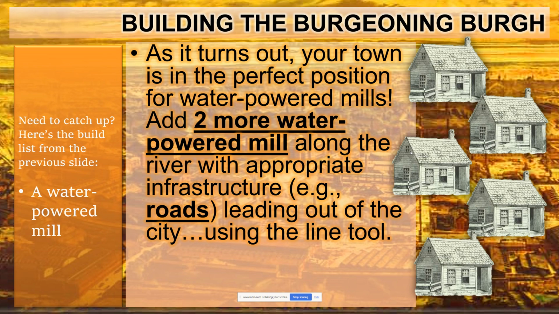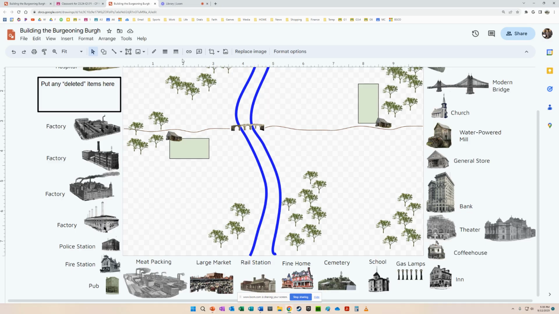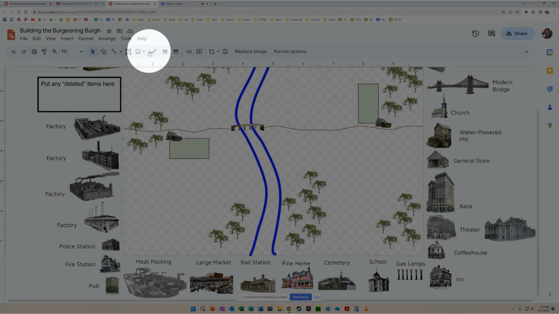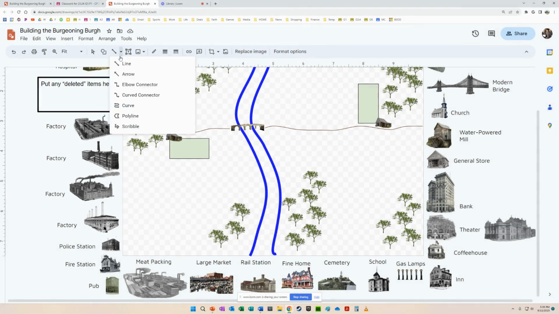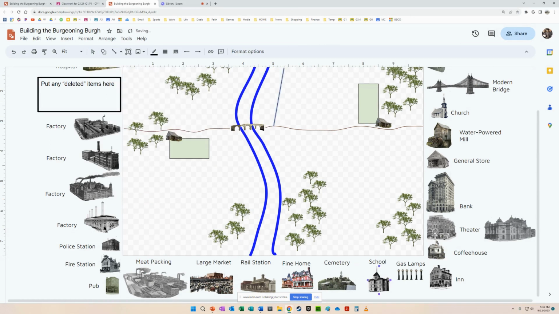So draw a line out from those particular mills out to one of the edges of your particular pieces using that particular line tool. And just as a reminder, it might look something like this. Go up to the top there, and you've got this line tool right here. Click down, and then there's the line, and it should allow you to move from one place to the edge because you need a road from place to place.